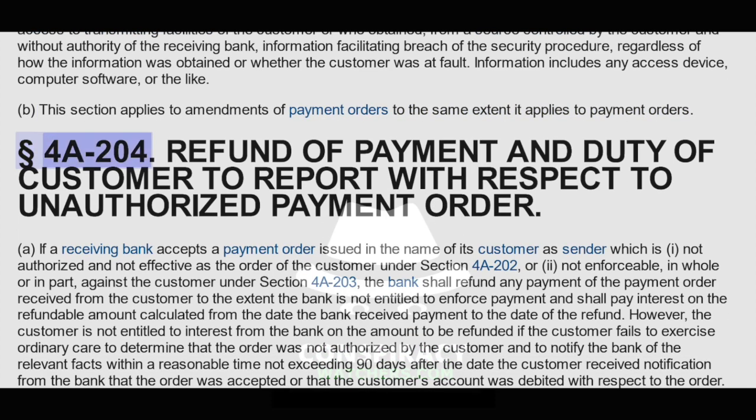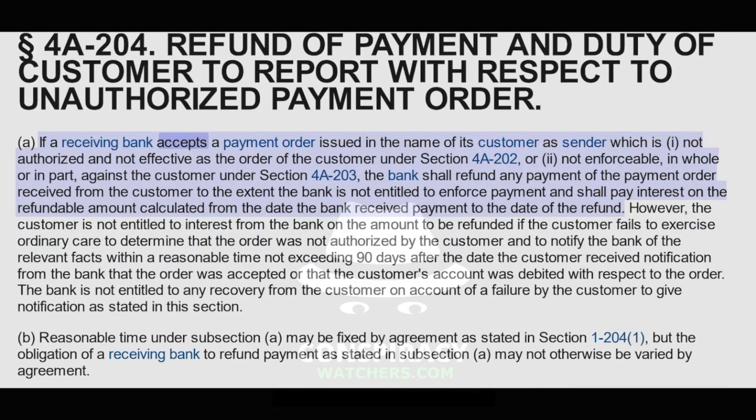Section 4A204. Refund of payment and duty of customer to report with respect to unauthorized payment order. If a receiving bank accepts a payment order issued in the name of its customer as sender which is not authorized and not effective as the order of the customer under Section 4A202, or not enforceable, in whole or in part, against the customer under Section 4A203, the bank shall refund any payment of the payment order received from the customer to the extent the bank is not entitled to enforce payment and shall pay interest on the refundable amount calculated from the date the bank received payment to the date of the refund.